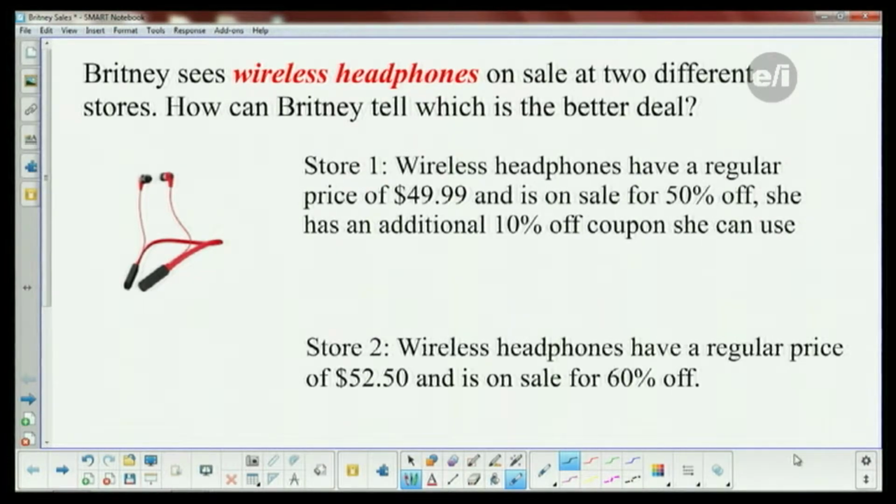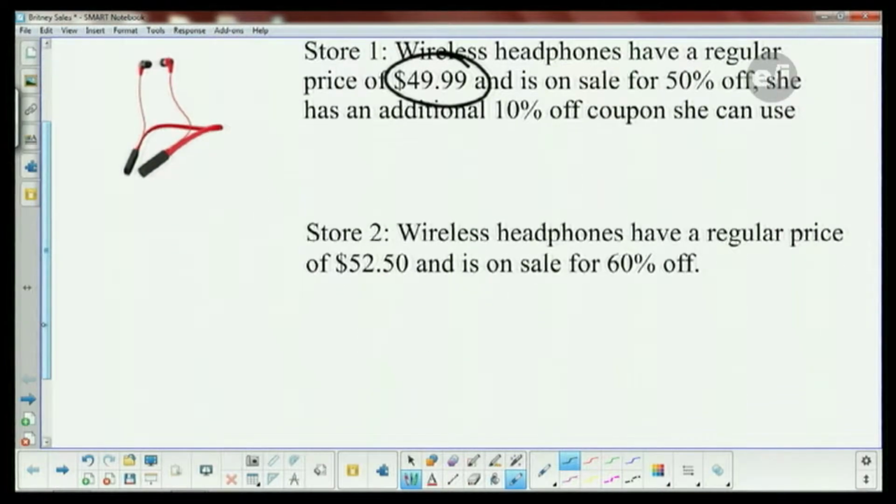At store one, the wireless headphones have a regular price of $49.99, and they're on sale for 50% off. And she has an additional coupon, one of those coupons Greg was talking about, for 10% off that she can use. At another store, the same wireless headphones have a regular price of $52.50, a little bit more expensive, but they're on sale for 60% off. You've got to be careful how you read those too. So let's see if we can figure out which one is the better deal.